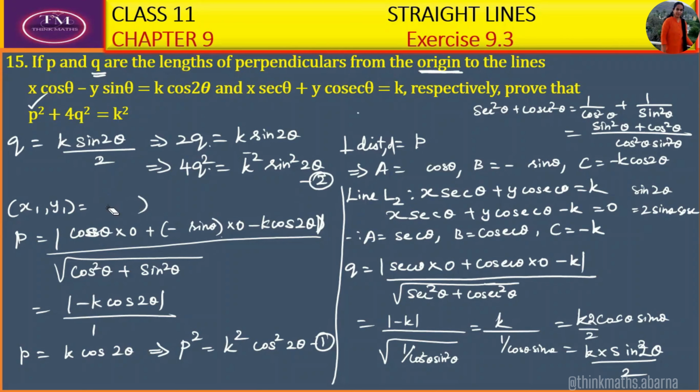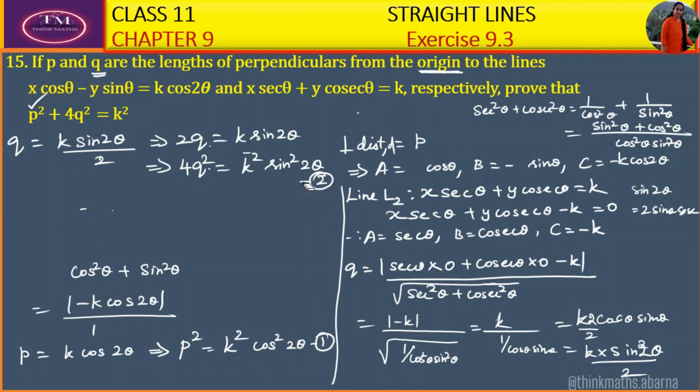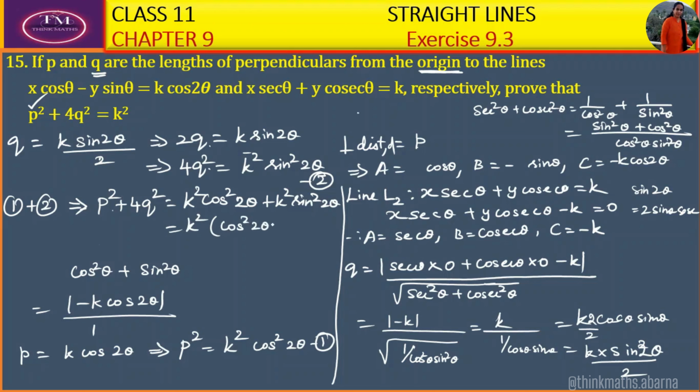Where is the first equation? Yeah, this is the first equation. So if you see this, if you add both, we will get p square plus 4q square. So 1 plus 2. In LHS, we have p square plus 4q square. What is in RHS? It is k square cos square 2 theta plus k square sine square 2 theta. So if we take k square outside, we will get cos square 2 theta plus sine square 2 theta. So sine square plus cos square is 1. So it is equal to k square. So we got p square plus 4q square equal to k square.